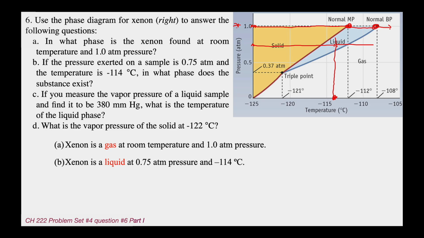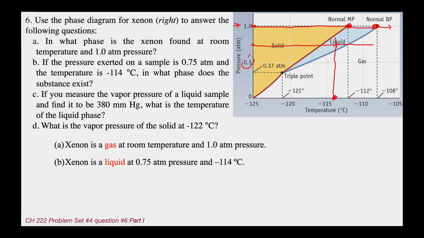C, if you measure the vapor pressure of a liquid sample and you find it to be 380 millimeters of mercury, what is the temperature of the liquid phase? Okay, 380 millimeters of mercury, we need to convert to atmospheres. So 380 divided by 760 millimeters of mercury per atmosphere, that actually comes out to be half of an atmosphere. So 380 millimeters of mercury is actually half of an atmosphere. And this question says if we have a liquid at half of an atmosphere, what's the approximate temperature?